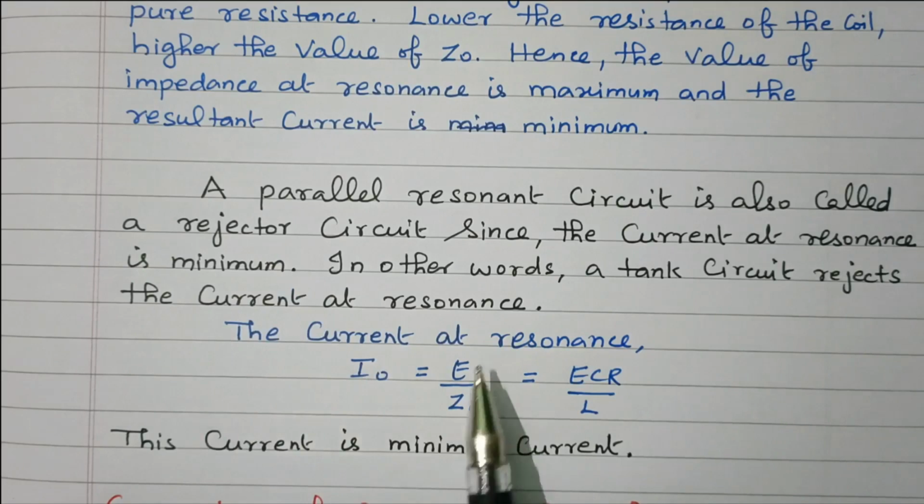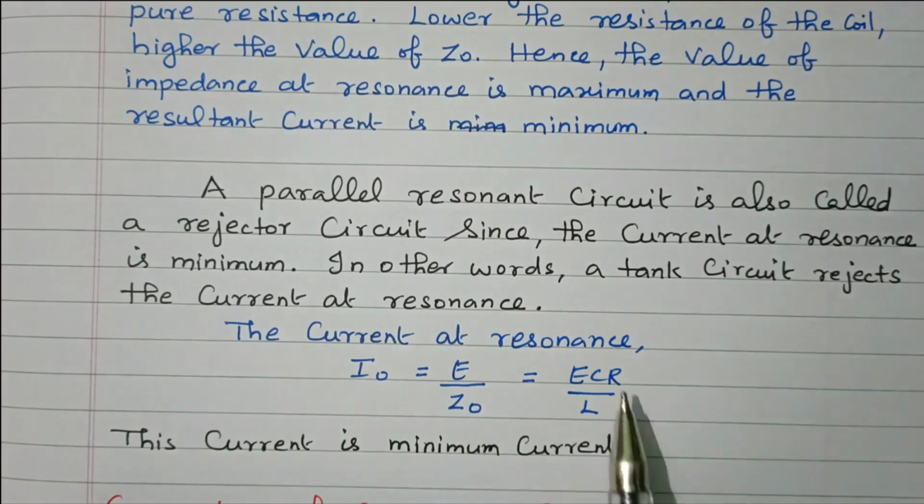The current at resonance is I naught equals E divided by Z naught. The Z naught value is nothing but L divided by CR. So that becomes CR divided by L. So E into C into R divided by L. So this current is called the minimum current. Z naught, we already know, is L divided by CR, and it is substituted.